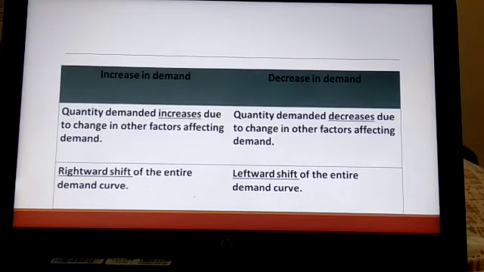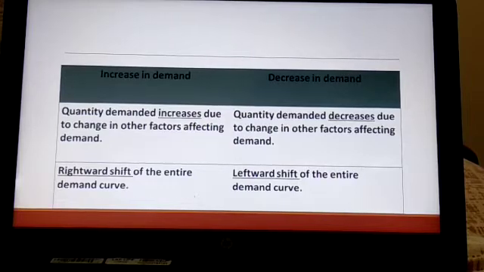Okay, now increase in demand. Quantity demanded increases due to change in other factors, and in decrease in demand, quantity demanded decreases due to change in other factors affecting demand. Both happen due to change in other factors, but in increase the quantity demanded increases, and in decrease in demand the quantity demanded decreases. There's a rightward shift of the entire demand curve in increase in demand, and there is a leftward shift of the entire demand curve in decrease in demand.